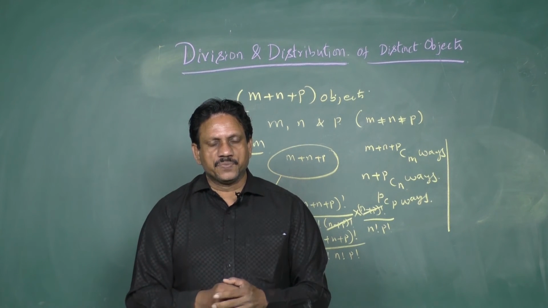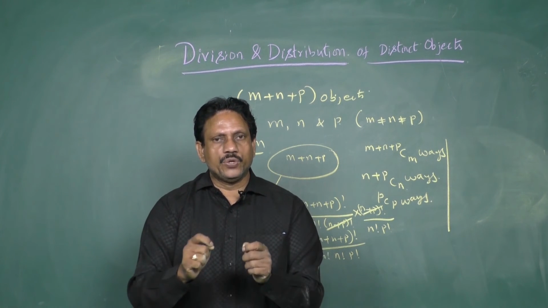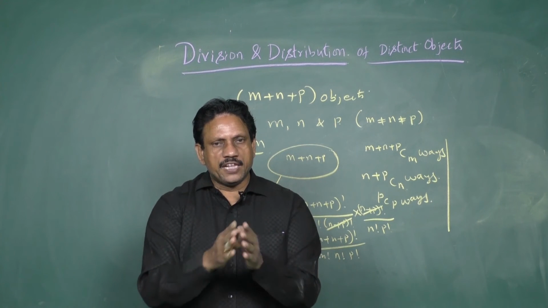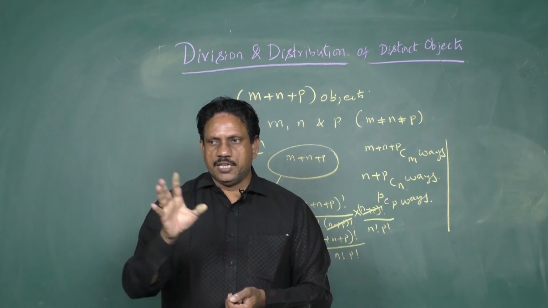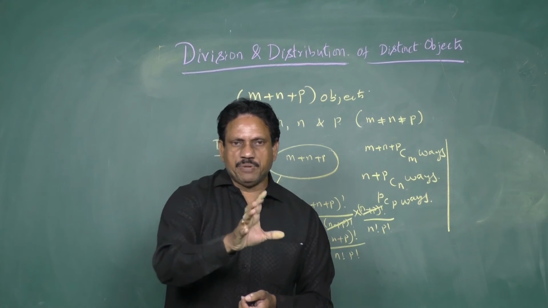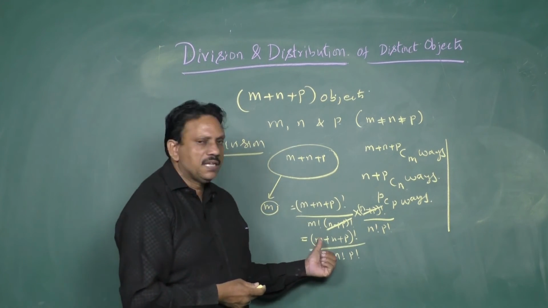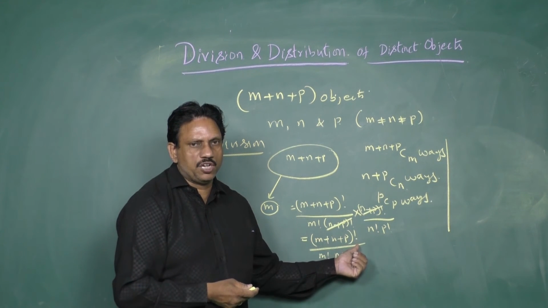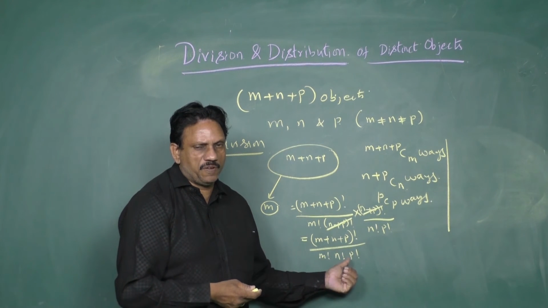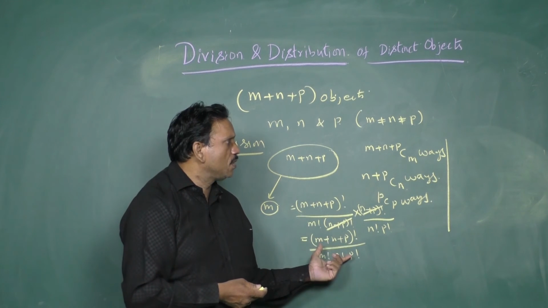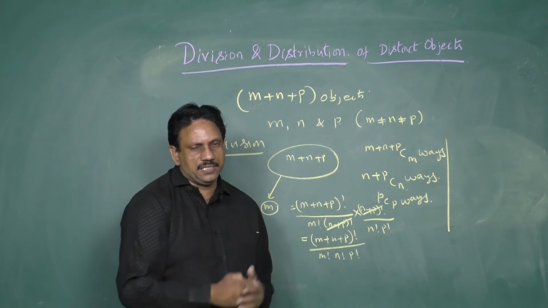Once again, students, division and distribution we are doing at a time. First, we are dividing into packets of M size, N size, P size. The division of the packets is given by the result, finally, M plus N plus P whole factorial by M factorial, N factorial, P factorial. This is the division into three packets of three different sizes.